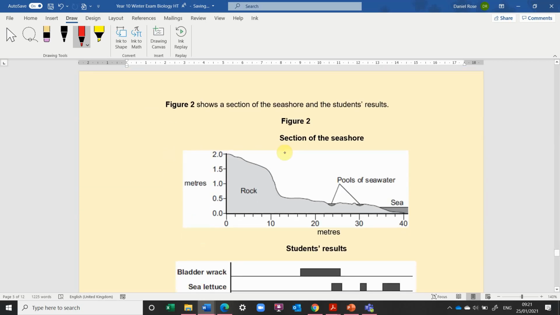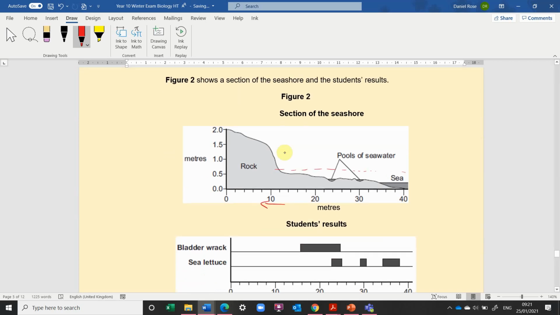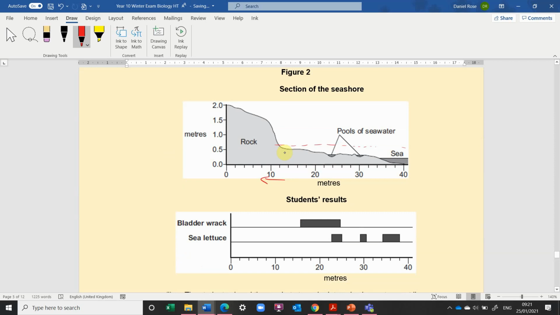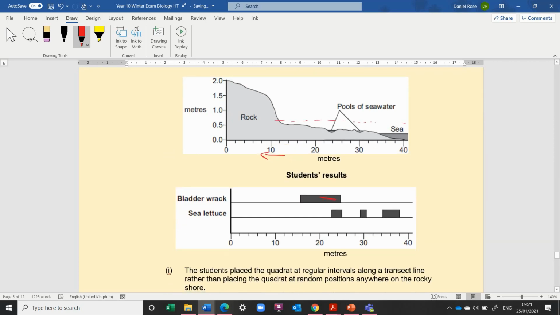Figure 2 shows a section of the seashore and the students' results. So this again will help you visualise what's going on. So I've got a 50-metre tape measure that runs the length of the beach. They've got little pools of seawater, and clearly as it gets higher and higher, even at high tide, remember, because the sea comes in, some parts of the rock will never be exposed. Right, and it shows the results they've got. So these types of graphs, sometimes called kite diagrams, show where the bladderwrack is present. So it's present from here to here, and the sea lettuce is found here and here, here and here, and here and here.